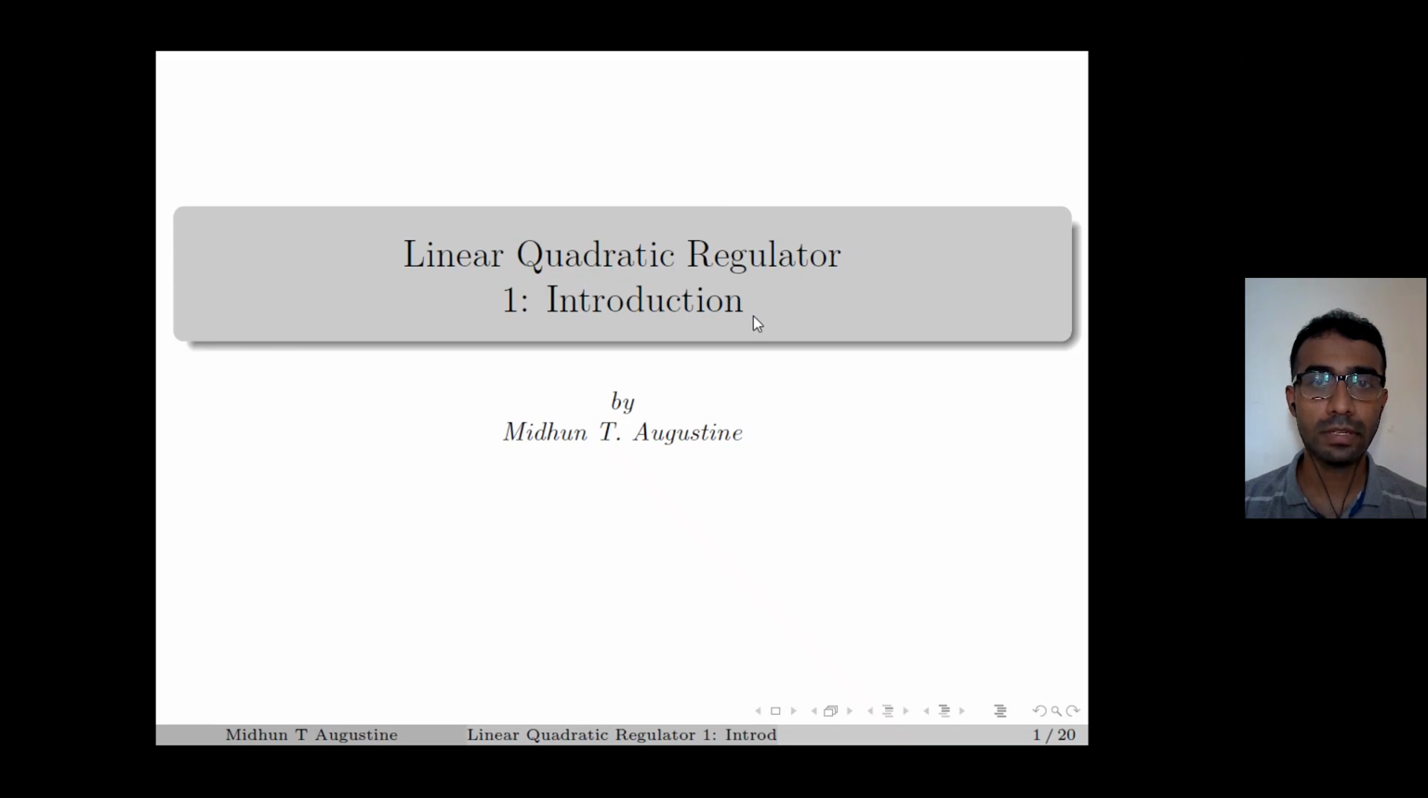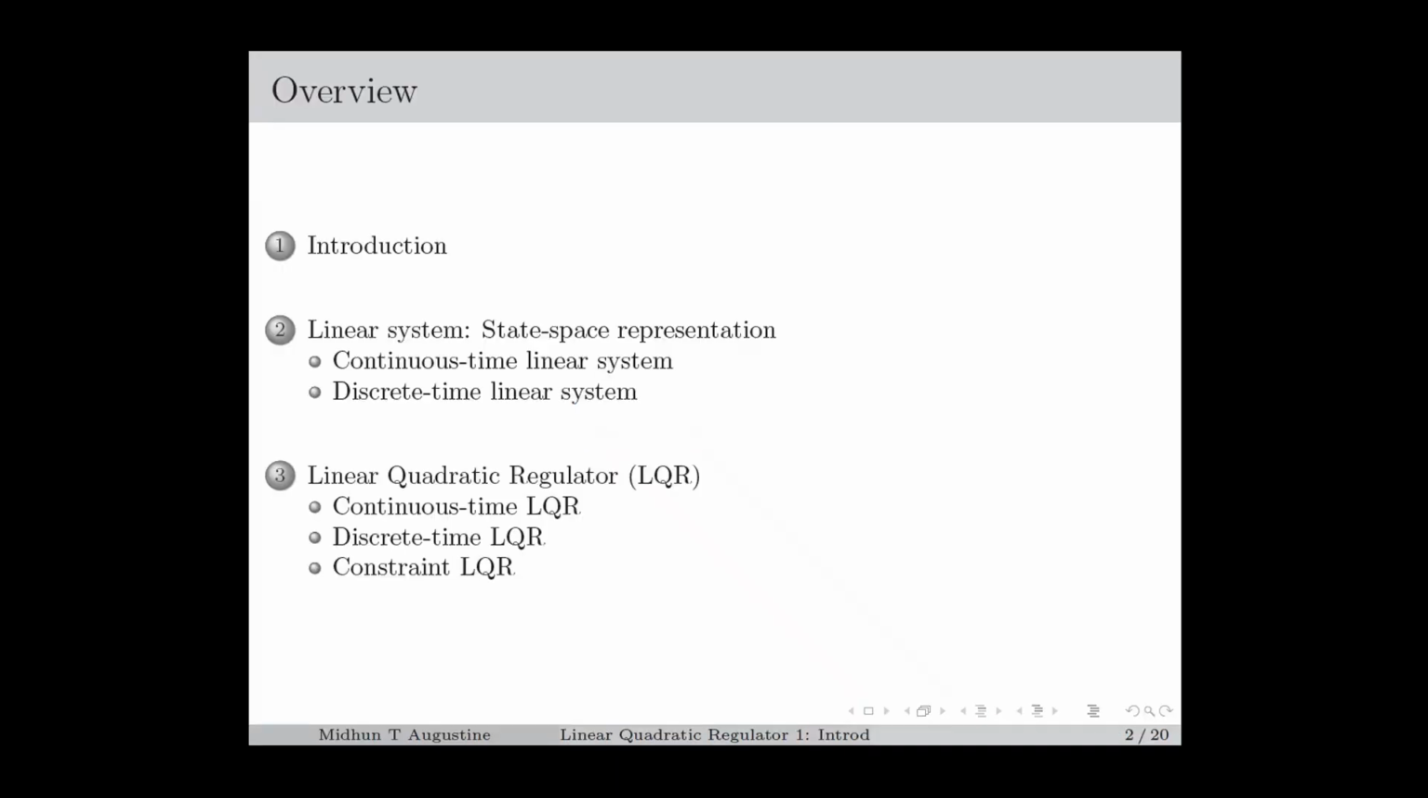In this first lecture, we give a brief introduction to the LQR and its different formulations. Here is the overview. We start with the introduction and state space representation of linear system with examples. Then we move on to the LQR and its different formulations.